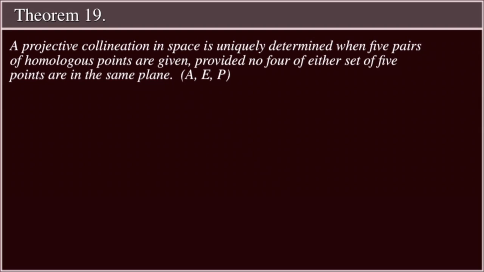A projective collineation in space is uniquely determined when 5 pairs of homologous points are given, provided no 4 of either set of 5 points are in the same plane. Assumptions A, E, and P.